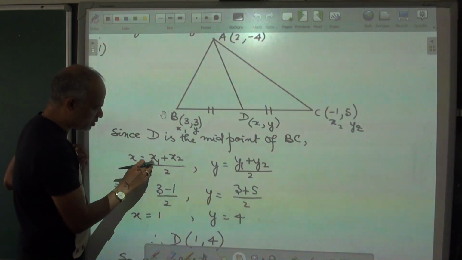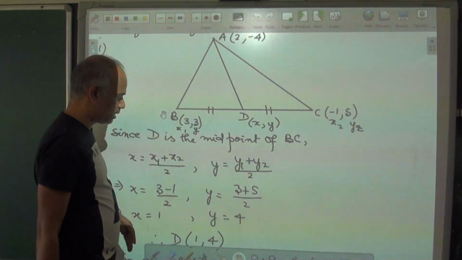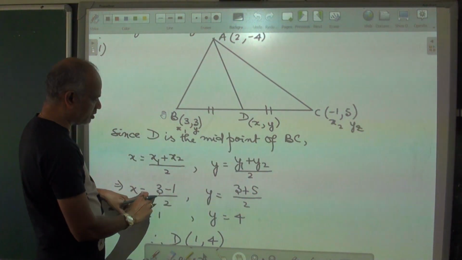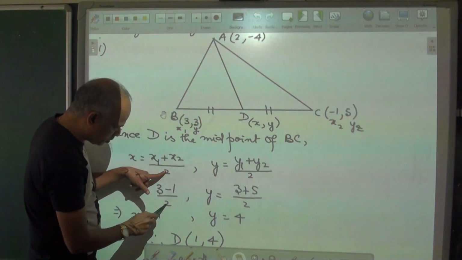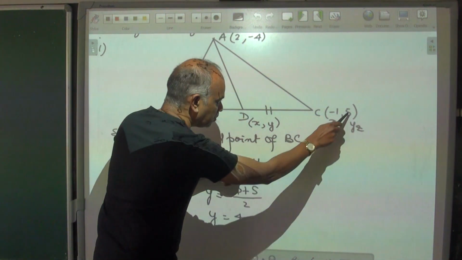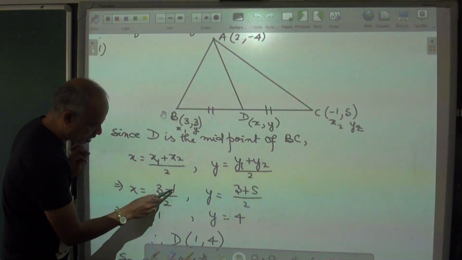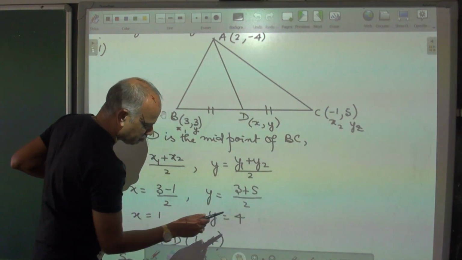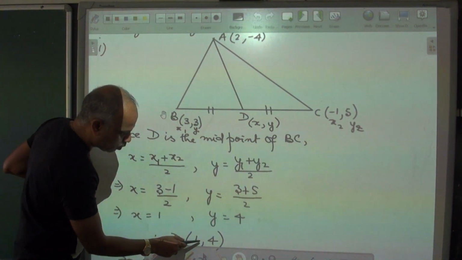Since D is the midpoint of BC, the midpoint formula is x is equal to x1 plus x2 divided by 2 and y is equal to y1 plus y2 divided by 2. So x is equal to 3 minus 1 divided by 2 and y is equal to 3 plus 5 divided by 2. If you simplify this, 3 minus 1 is 2, 2 divided by 2 is 1, and y is 8 by 2, that gives you 4. Which means the coordinates of D are 1, 4.